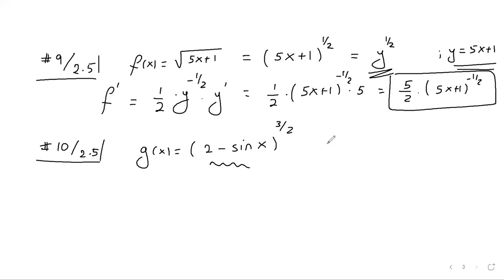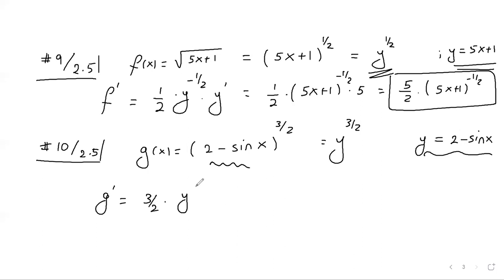Likewise here, I have a power, so what is it? It's y to the 3/2. What is y in my case? It's 2 minus sine x. So still a power of y, and then it goes by the same rules. So g prime is going to be 3/2 times y to the 1/2. Why is it 1/2 here? Because it's 3/2 minus 1, folks.